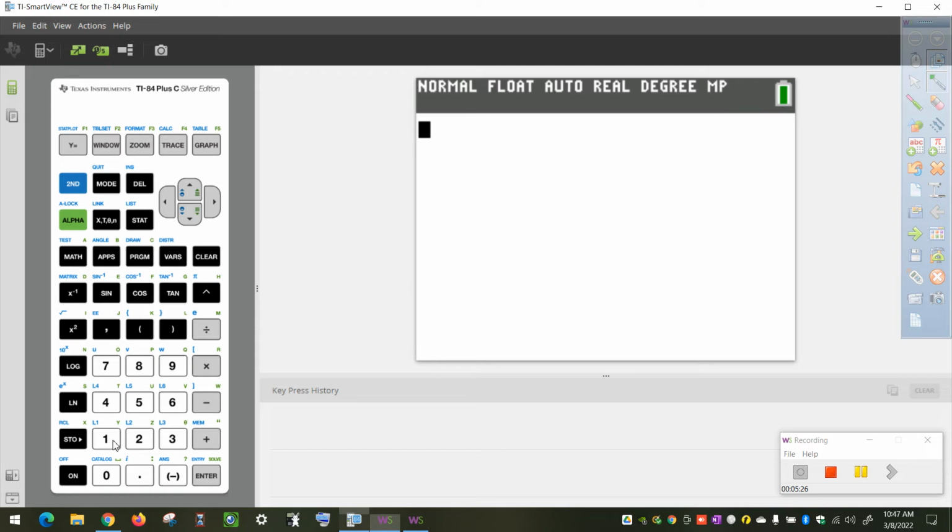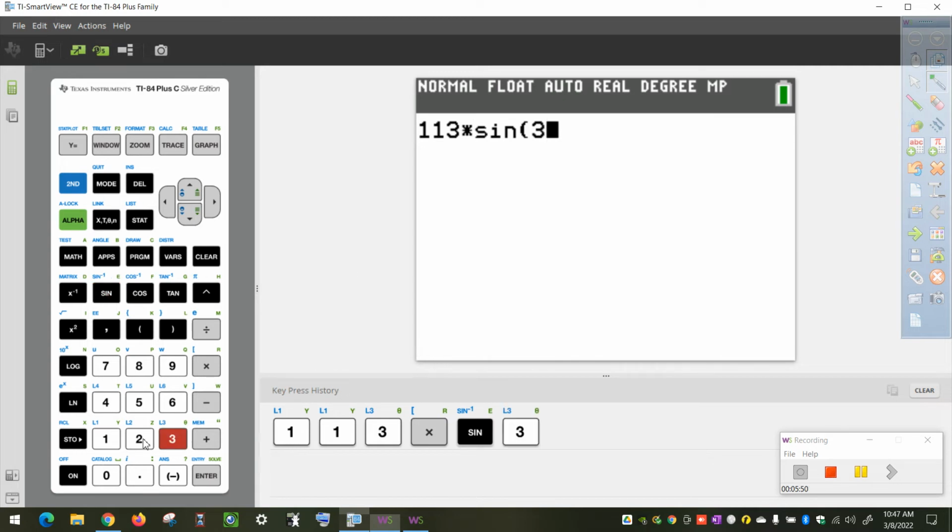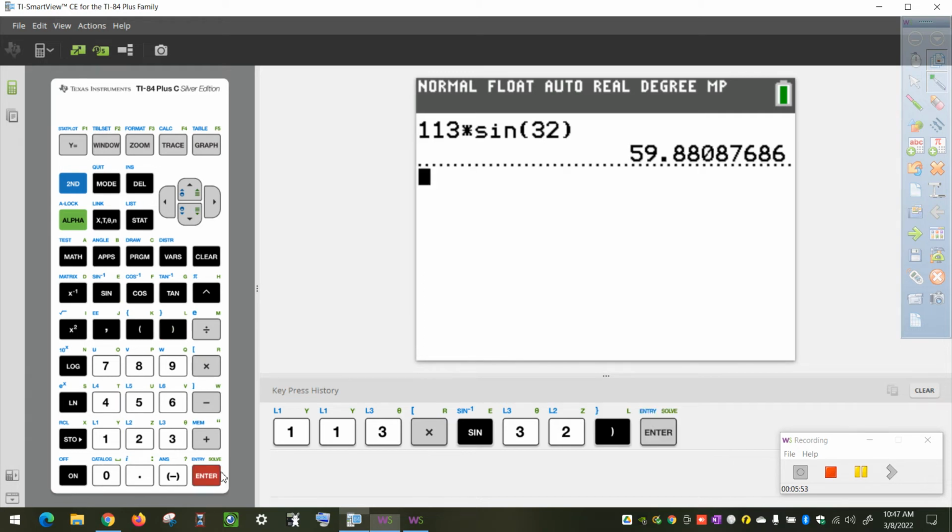How we would want to type this in is I'm going to start with the 113, and then I'm going to click my multiplication symbol, and we're going to look for the sine key. So sine, cosine, and tangent, they're just two spaces above the 7, 8, 9. I'm going to go ahead and hit sine, and it was 32 degrees. And so we see that that should be about 59.9 feet.